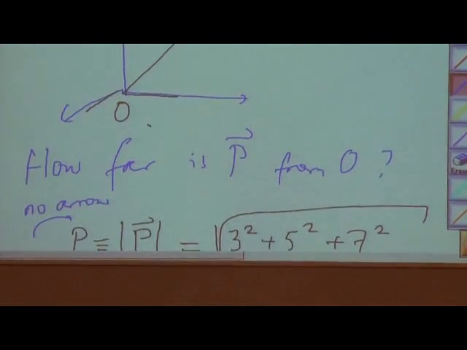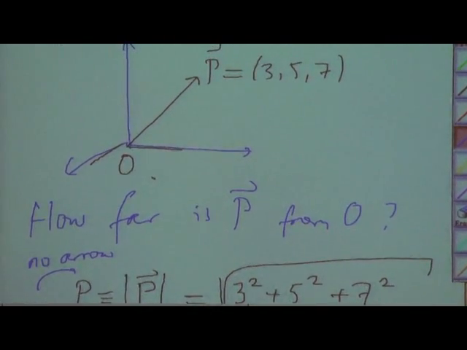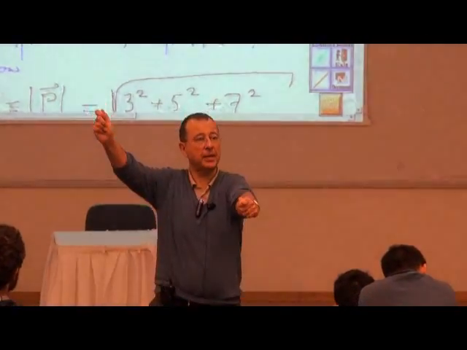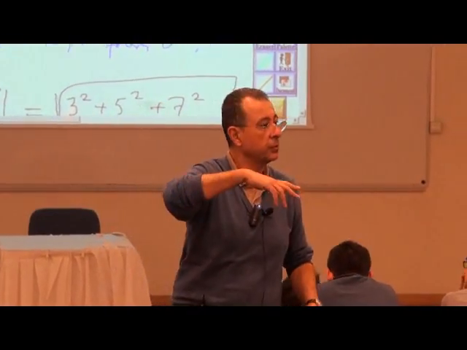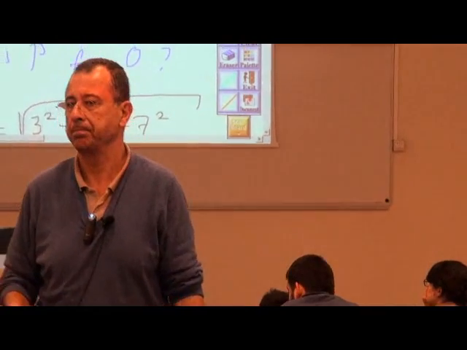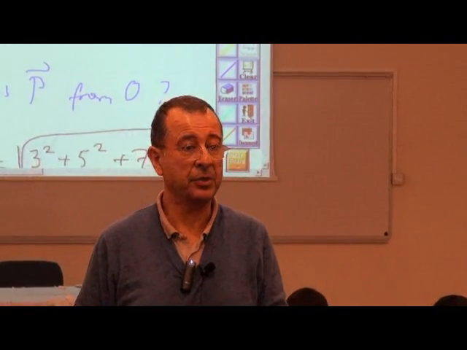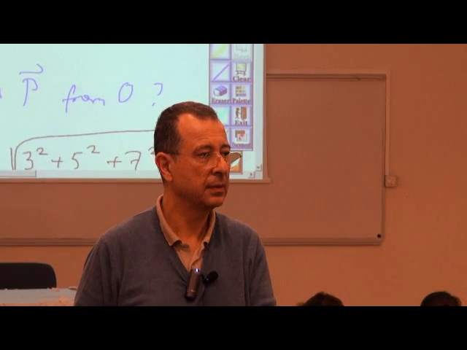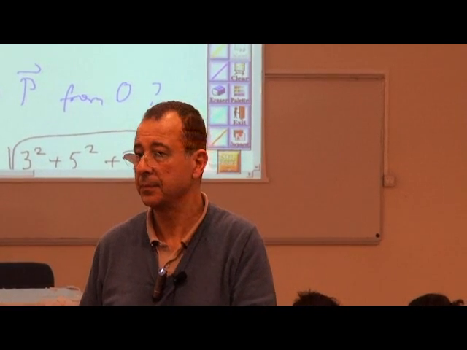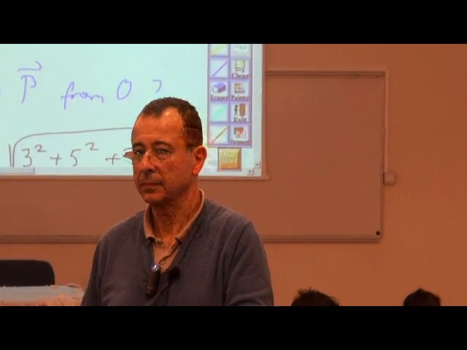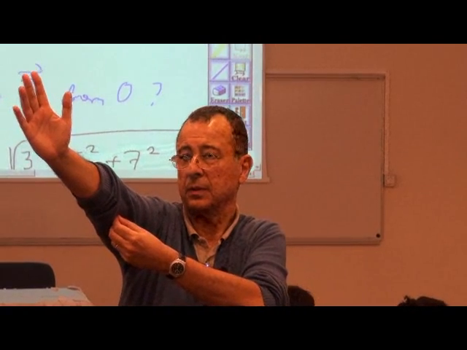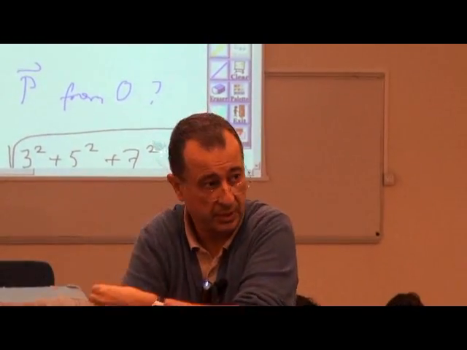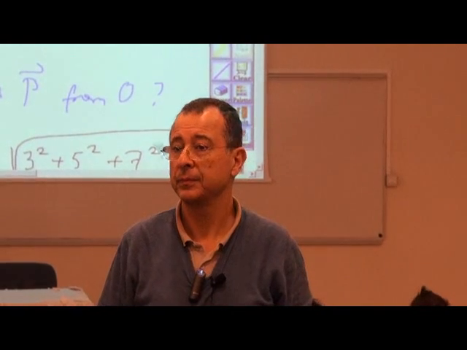Now a question for you. I'm in three-dimensional space, and I have this point P at a distance of square root of 83 meters from the origin. Are there other points which have the same distance from the origin? Yes. How many? Infinite. Where are they? Which points? Okay, here is my point, 3, 5, 7. This point has the same length from the origin. This point has the same length. All of these points have the same length. This is the surface of a sphere.